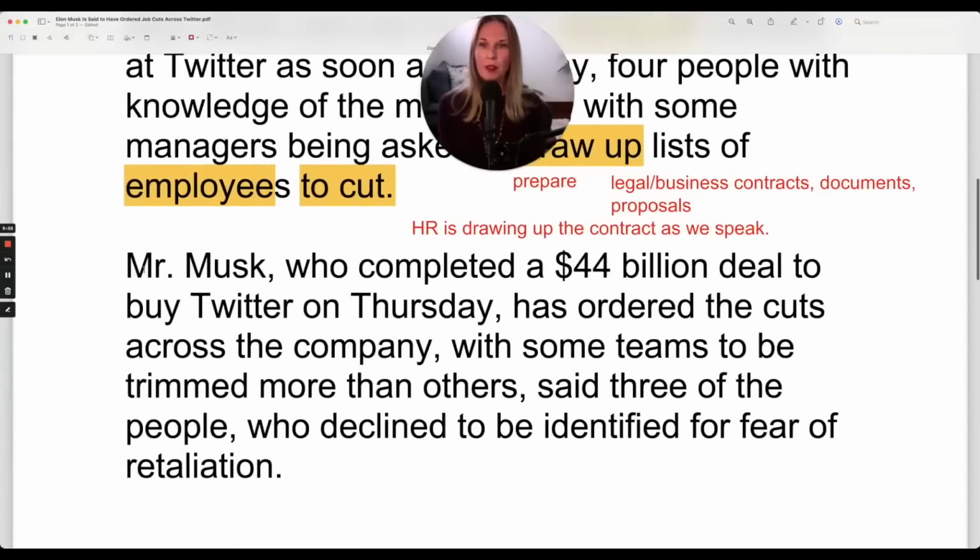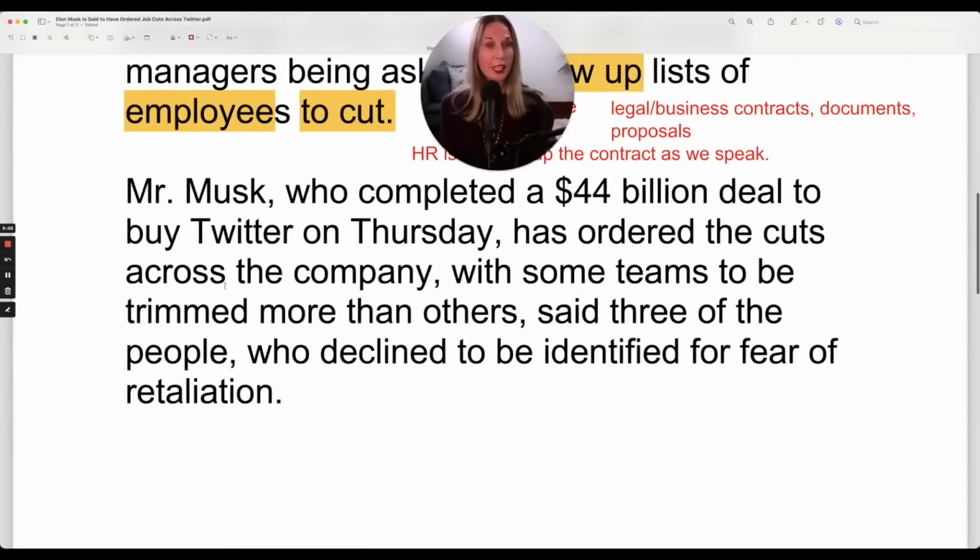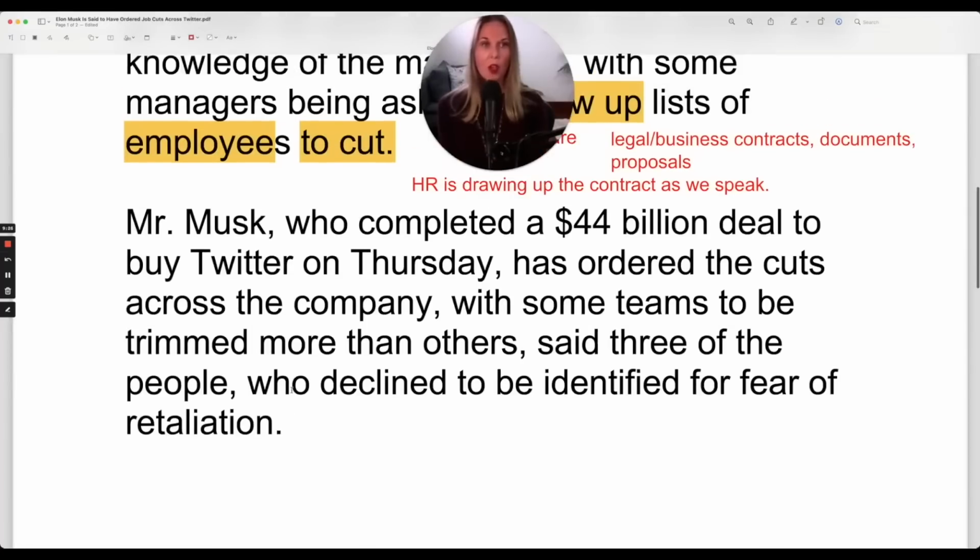Let's move on. Mr. Musk, who completed a $44 billion deal to buy Twitter on Thursday, has ordered the cuts across the company, with some teams to be trimmed more than others, said 3 of the people who declined to be identified for fear of retaliation. Okay, so notice here, we're using cuts again. And what are cuts? Reductions. Reductions in this case, the number of employees.